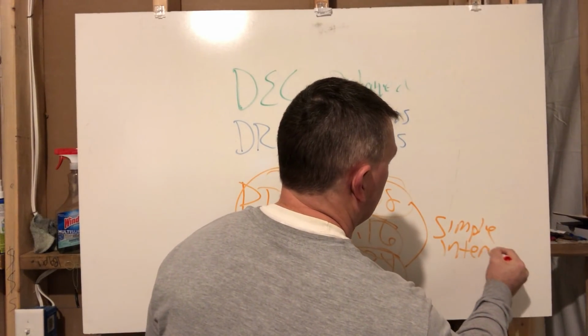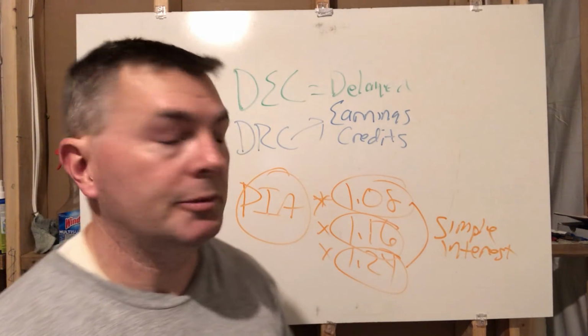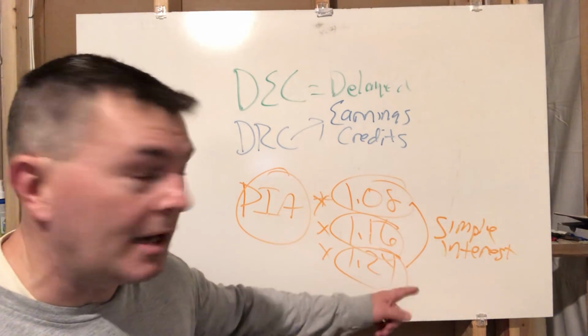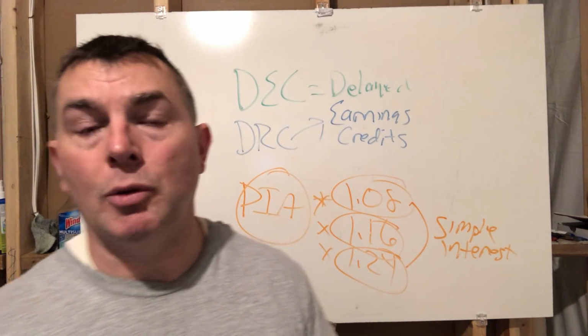Notice these are all simple interest, not compounded. Now, there is some compounding when we talk about cost of living adjustments, but in terms of the credit itself, it's not compounded. The credit is 8%, 16%, 24%.